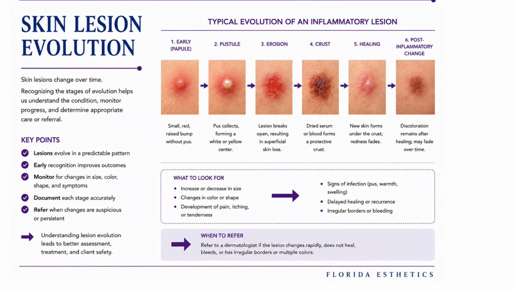Skin lesions often change over time, following a predictable pattern. Understanding this evolution helps estheticians recognize different stages of a lesion, monitor its progress, and decide when a referral may be necessary. In this example, we can see how an inflammatory lesion develops from an early papule to a pustule, then erosion, crust formation, healing, and finally post-inflammatory skin changes.